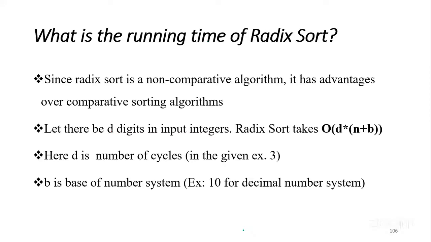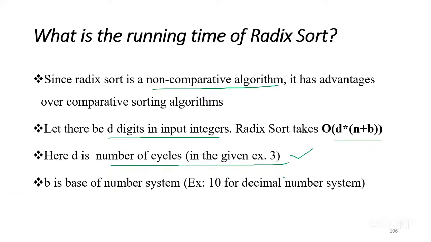Then, what is the running time complexity of radix sort? Since radix sort is a non-comparative algorithm, we are not comparing the elements like insertion sort, selection sort, right? This is a non-comparative algorithm. It has advantages over comparative sorting algorithms. Let there be d digits in the input integers. Radix sort takes order of d into n plus b, where d equals the number of cycles. In the given example, 3 cycles, that is 3 steps.